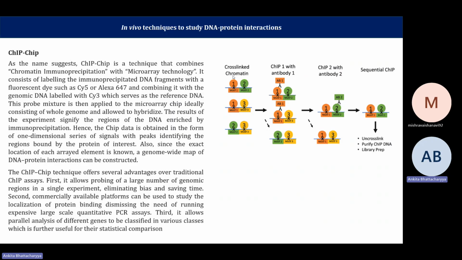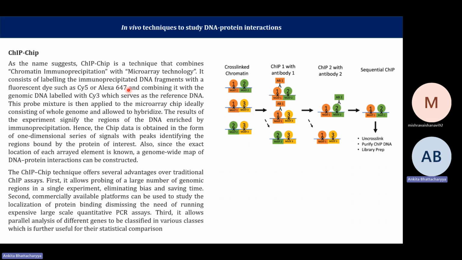So it combines chromatin immunoprecipitation with microarray, and you label basically your pull down DNA fragments with a fluorescent dye and then combine it with genomic DNA labeled with Cy3 as reference. This probe mixture can then be applied to the microarray chip. Usually it consists of the whole genome and then you allow hybridization.